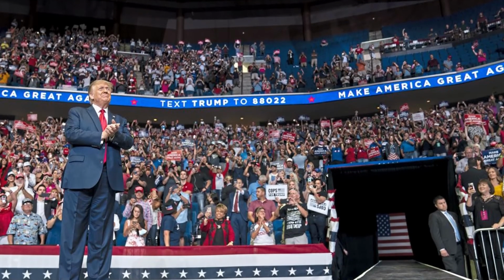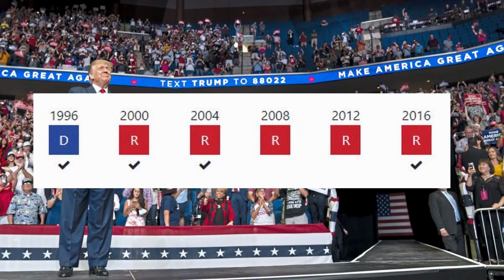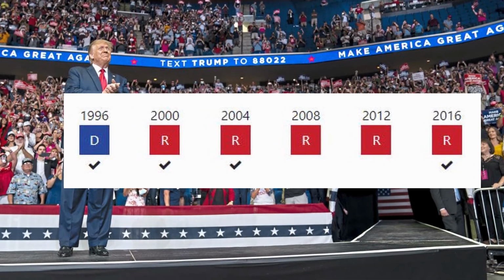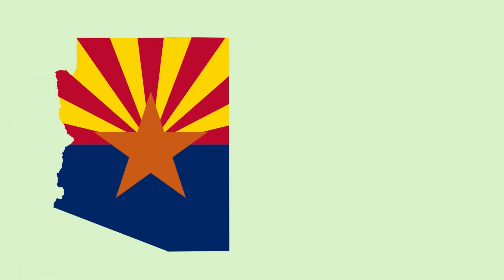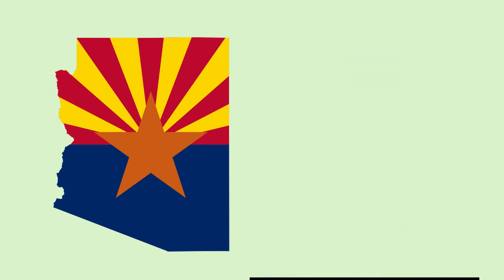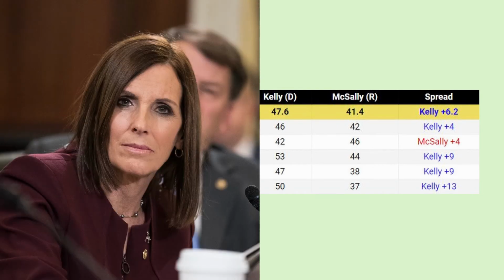The final battleground state of the Sun Belt is Arizona. Not having voted for a Democrat since 1996, the state has been a reliable GOP pickup for the last 2 decades. Unfortunately for Trump, recent polling, approval rating, and Senate elections have seen Arizona shifting towards the left. Currently, Joe Biden holds a 3.4% lead over the president, and perhaps more importantly, polling for the 2020 Senate race between incumbent Republican Martha McSally and Democratic challenger Mark Kelly shows Kelly up by double digits.